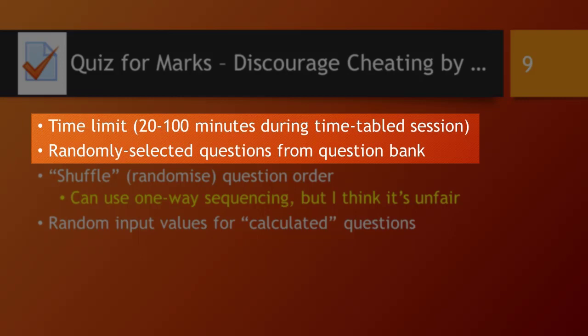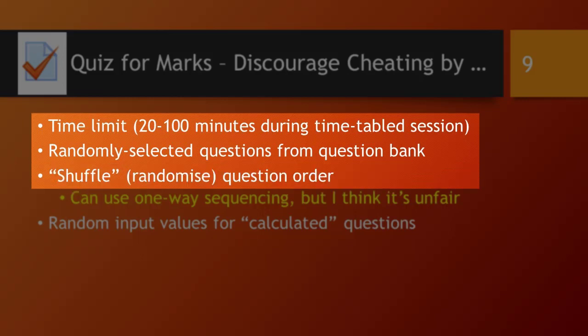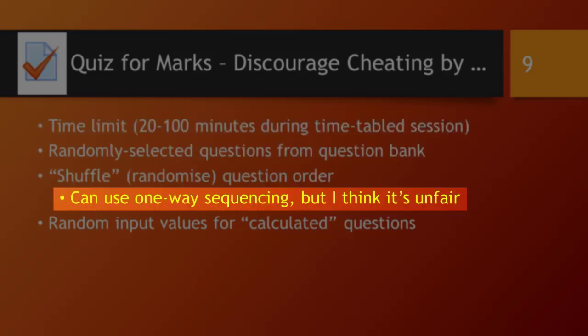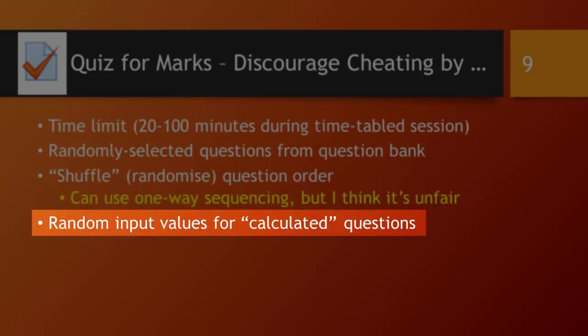to select questions within various topics and styles. Third, Moodle has a shuffle feature that randomly changes the order of questions. Moodle also has sequential navigation of questions, such that a student cannot go back to a previous question, but in my opinion, that is unfair. Finally, Moodle offers the so-called calculated question that generates random input values for a calculation.